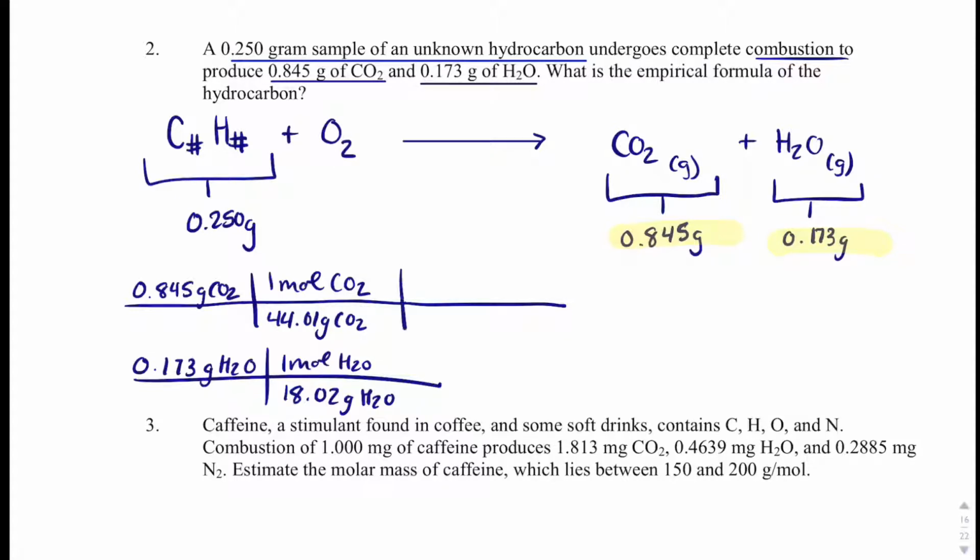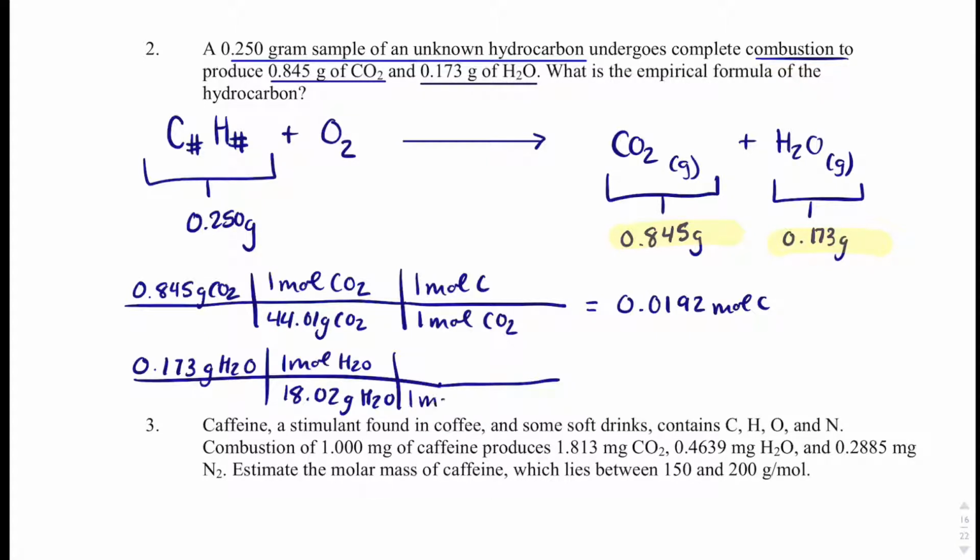But I need some information on just carbon and information on just hydrogen. So here's the step that's a little bit different. In 1 mole of CO2, there's only 1 carbon, so there will be 1 mole of carbon. And when I math that out, I get 0.0192 moles of carbon.